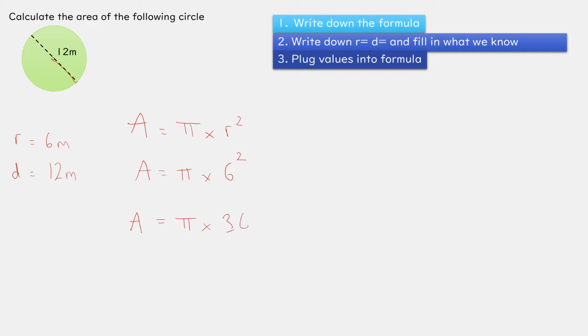Oh, there we go. And then at this stage here, we're going to change the pi to that 3.14 that we're going to use for the whole lesson. And we've got something there to plug into our calculator. So you can use a calculator or you can just use the calculator on your phone. So 3.14 times by 36, and that gives us 113.04. Let's not forget the units, that's going to be meters squared. There we go.